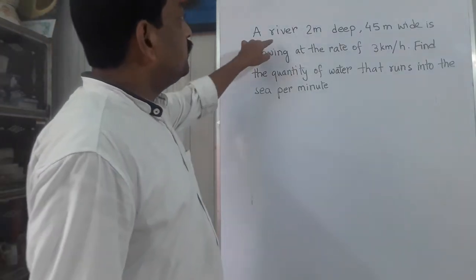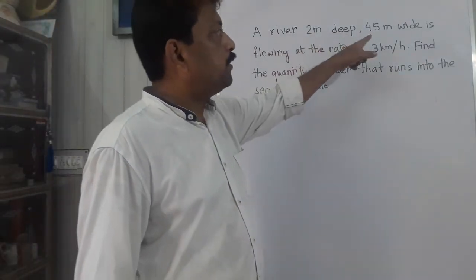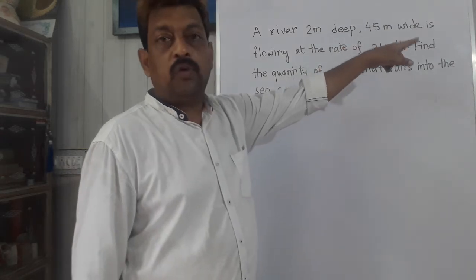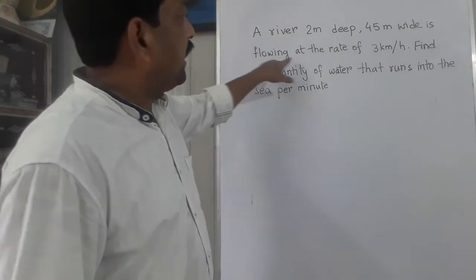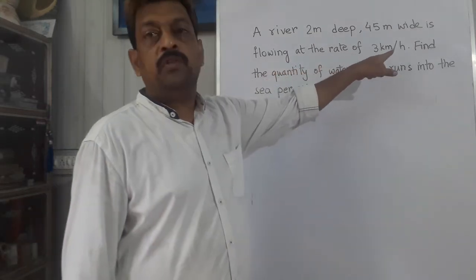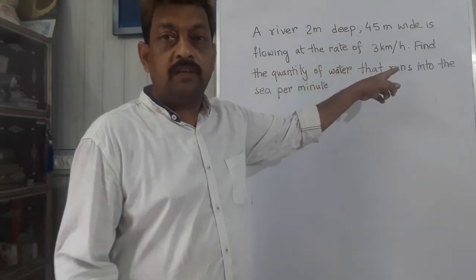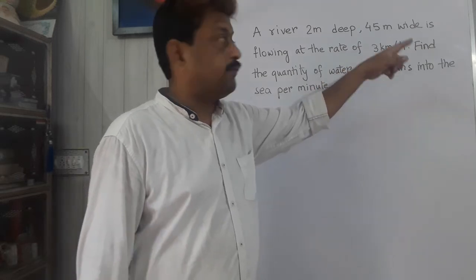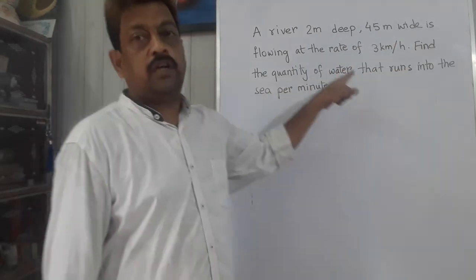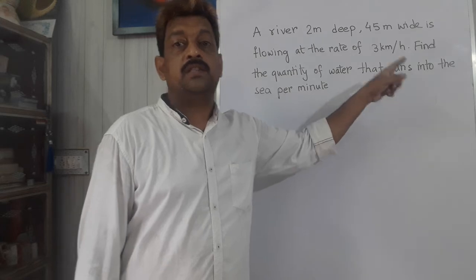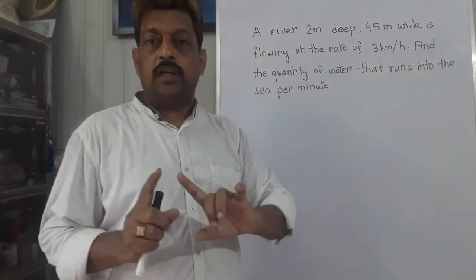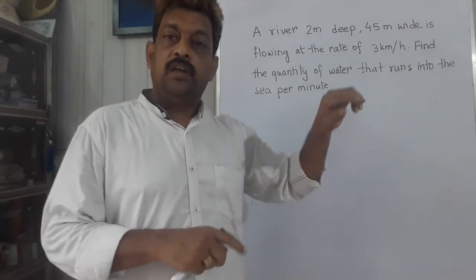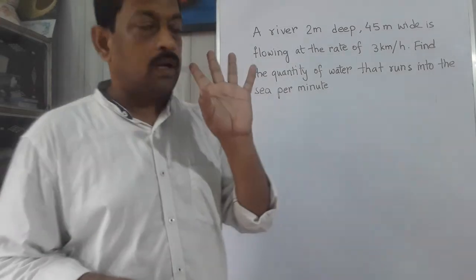So this is the question. A river 2 meter deep, 45 meter wide is flowing at the rate of 3 km per hour. The speed of water in the river is 3 km per hour. Find the quantity of water that runs into the sea per minute. We have to find the volume of water that is flowing through the river into the sea in 1 minute.